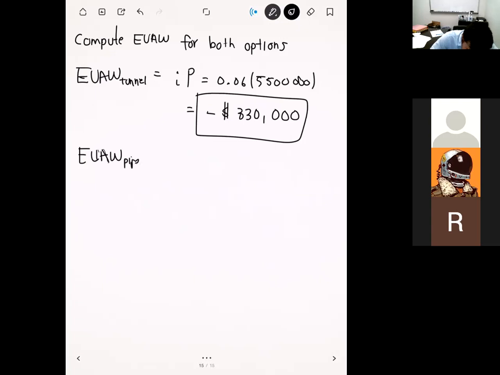And so the pipeline does have a finite amount of life. And so with this, you can use the compound interest tables. For this one, we can just do the simple conversion. So we're going to do 5 million, and then we're going to convert this to an A. Right? And so it's going to be A over P, 6%, and 50 years. We can look up that value in the table, and what we get is minus $317,000.